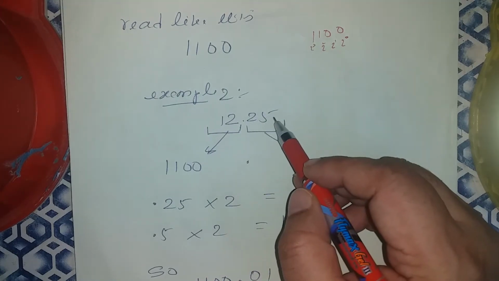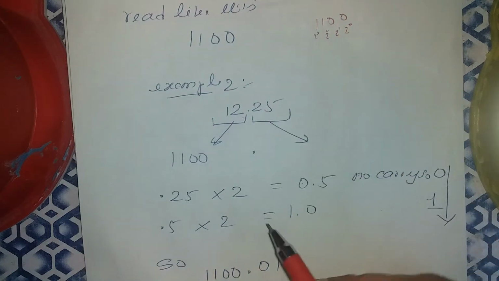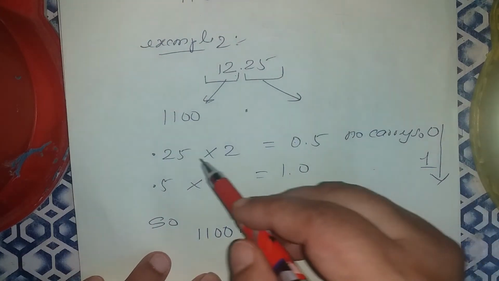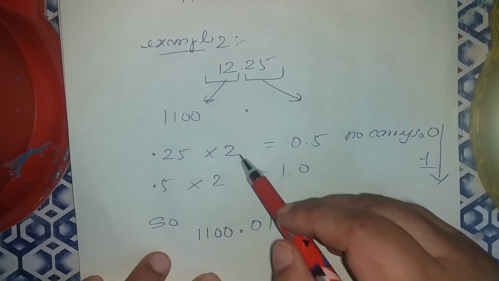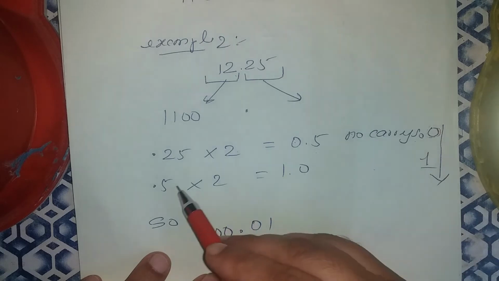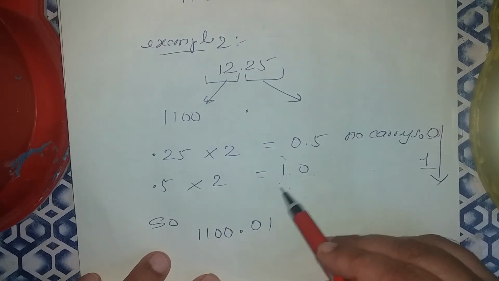12.25, how will you convert it, sir? 12 you convert to 1100. Okay. 0.25, how to convert? It's a little complicated, but I will teach you. 0.25 into 2 is what? 0.5. Do you have any carry? No. So put 0. 0.5 into 2, what is the value? 1. Do you have any carry? Yes, 1 is the carry.